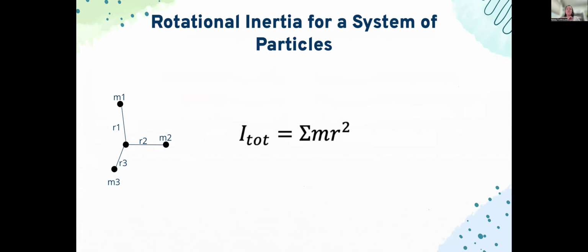So we talked about this on Tuesday. We talked about the rotational inertia for a system of particles, which is the sum of their masses and the distances between the particles and the axis of rotation squared. This is for a system of particles specifically, but not an extended object.